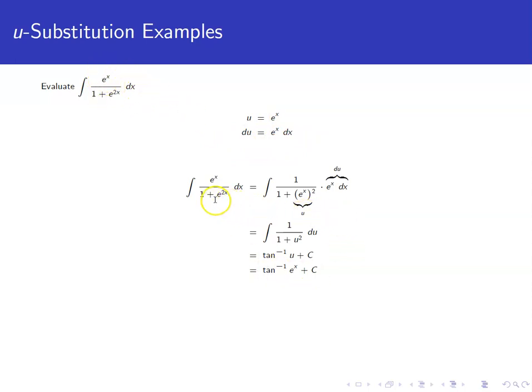So, rewriting this first as 1 over 1 plus e to the x squared, and then times e to the x dx. Here's u, and here is du. So when we make our u substitution, we get the integral of 1 over 1 plus u squared du. And we recognize the antiderivative of that as inverse tangent of u plus c. And then finally, doing our reverse substitution, or plugging back in what u is equal to, we get inverse tangent of e to the x plus c.